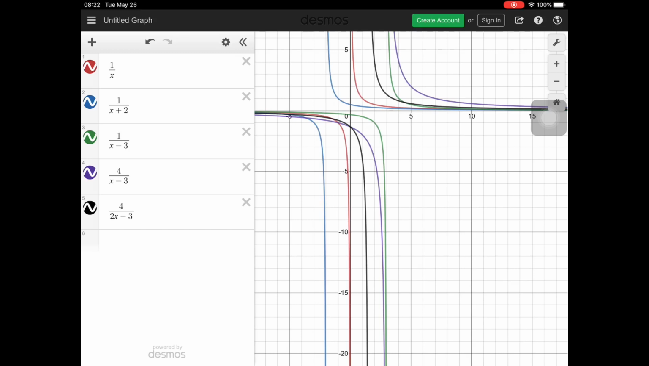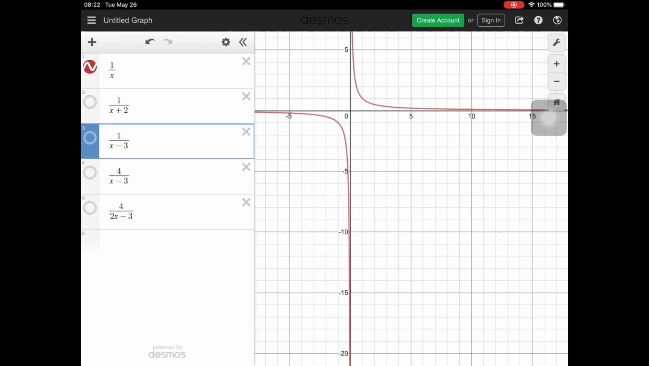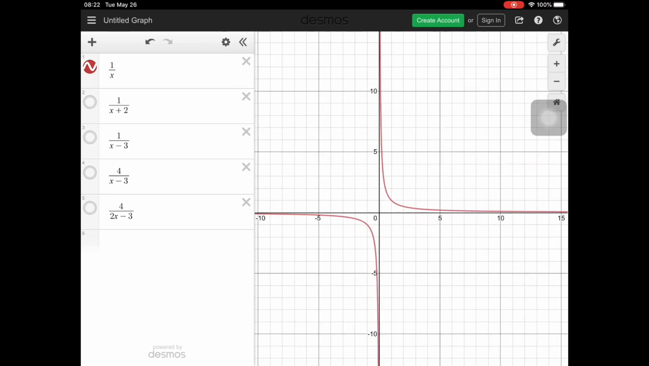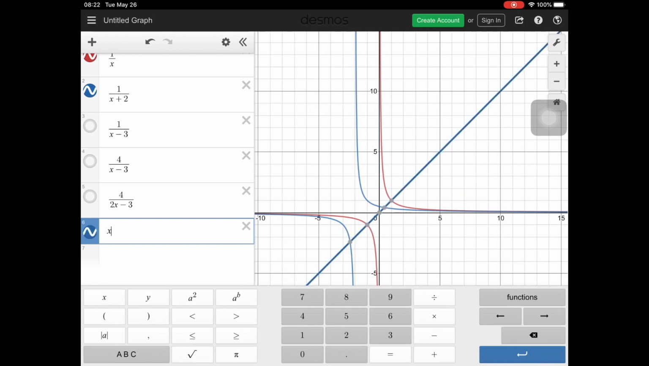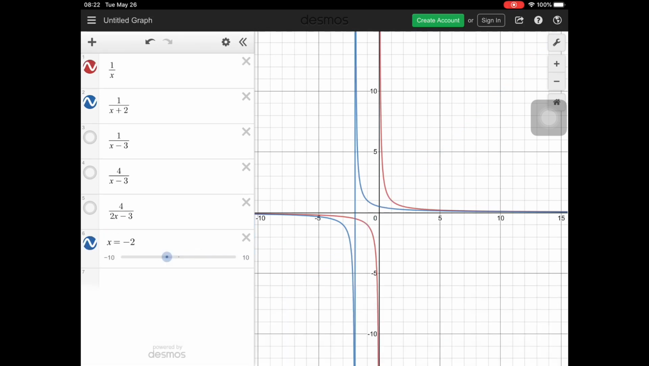Okay, so let me erase all of this for a second. There you go. So we have the parent function as always, 1 over x. If we plot the second one, 1 over x plus 2, what do you notice? You notice that now there is a horizontal shift. That is, the vertical asymptote is not x equals 0 anymore, but rather x equals -2, right? If I draw the line x equals -2, you see that now that is the new vertical asymptote.